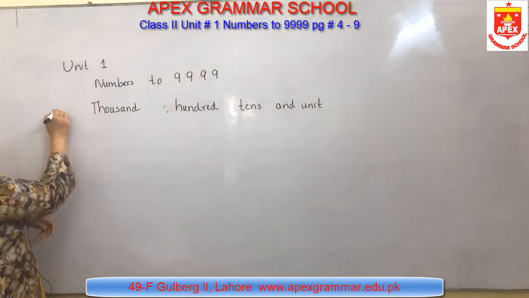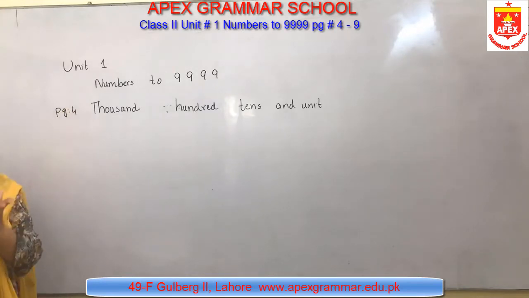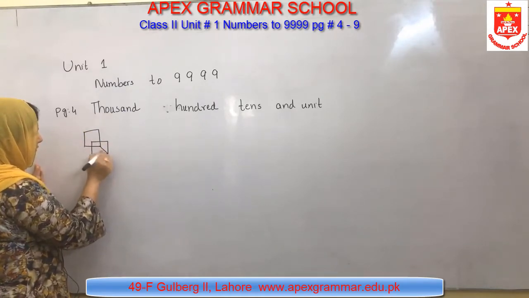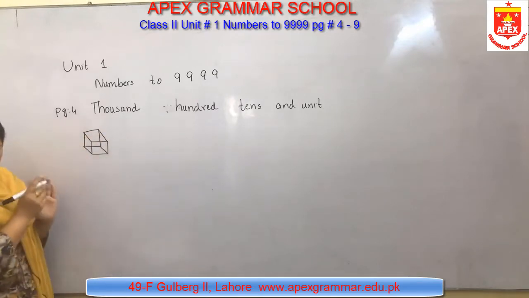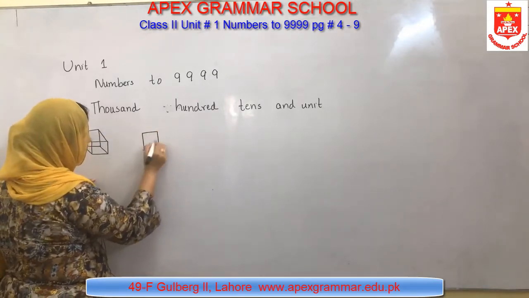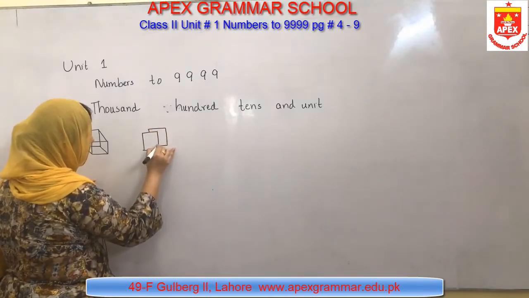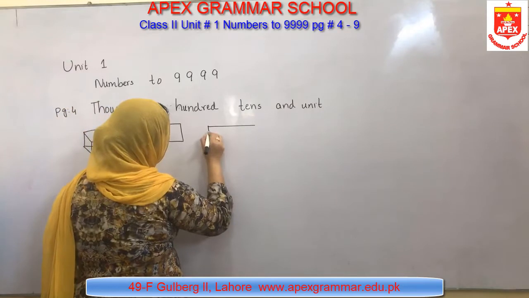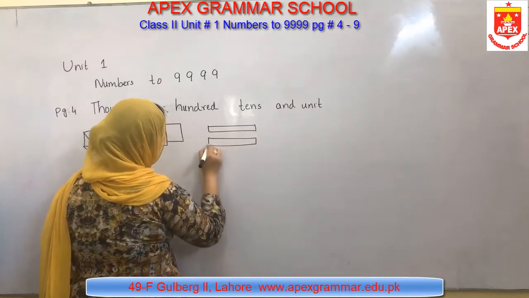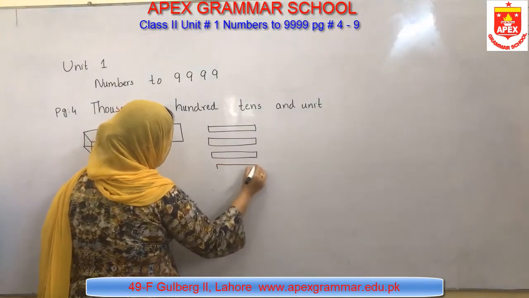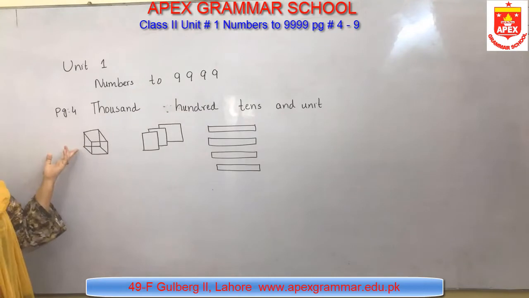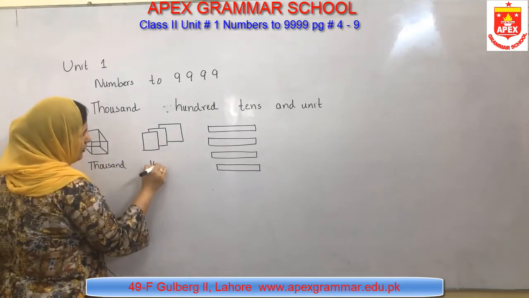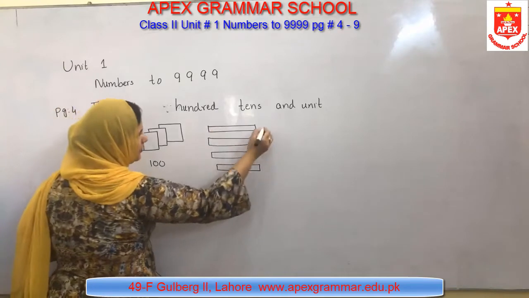In page number 4, you have some cube boxes, some sheets, and some strips. The cube box is equal to 1000, the sheet is equal to 100, and the strip is equal to 10.